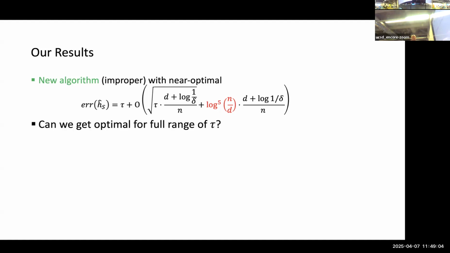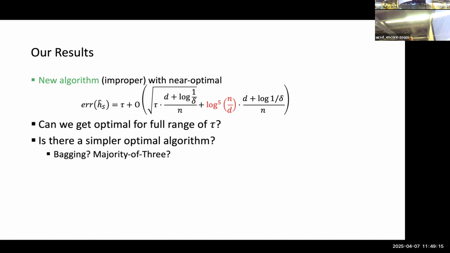So yes, some interesting questions. Can we get an optimal algorithm for the full range of tau? Is there a similar optimal algorithm, like majority of 3 or bagging, with a simple analysis? We had this hard instance that proved the lower bound for this problem. For any kind of hard instance we come up with, running majority of 3 or bagging would work, but we couldn't figure out how to prove it without this realizability assumption. Maybe something practical can be derived from this algorithm here.